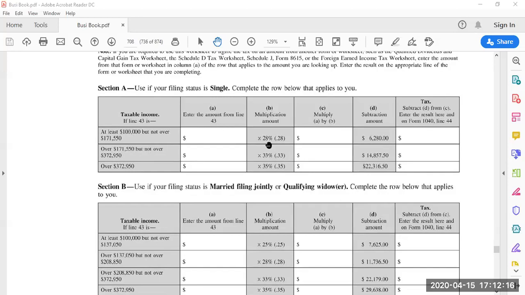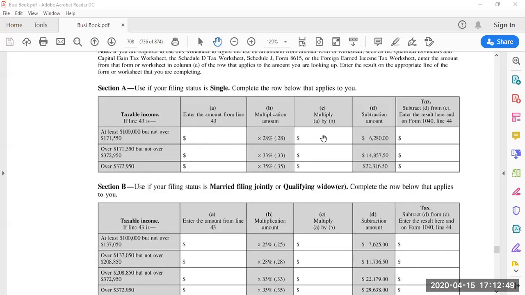So that means if you were single in the year 2009, when you're filing this particular tax return, and your taxable income was between $100,000 and $171,550, then you would be charged a 28% tax rate. Okay? So what you're doing is you're going to multiply your income times the 28%, and it's going to give you this amount.